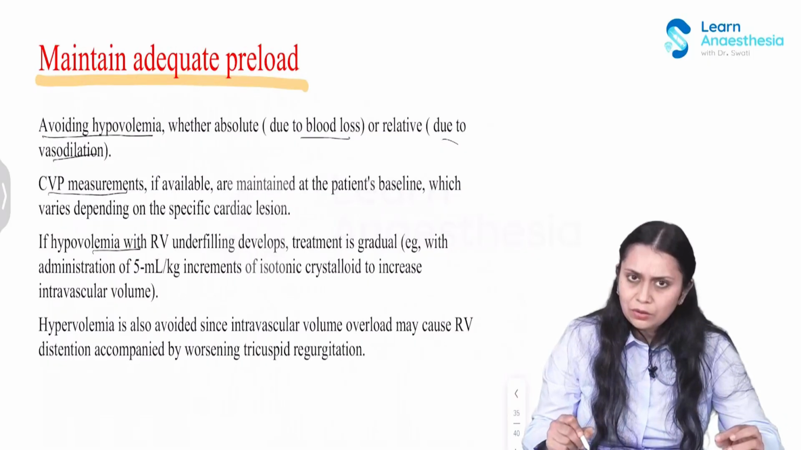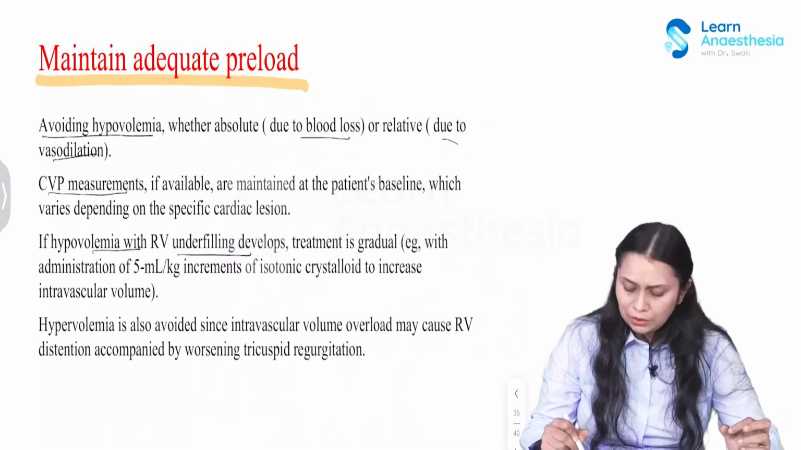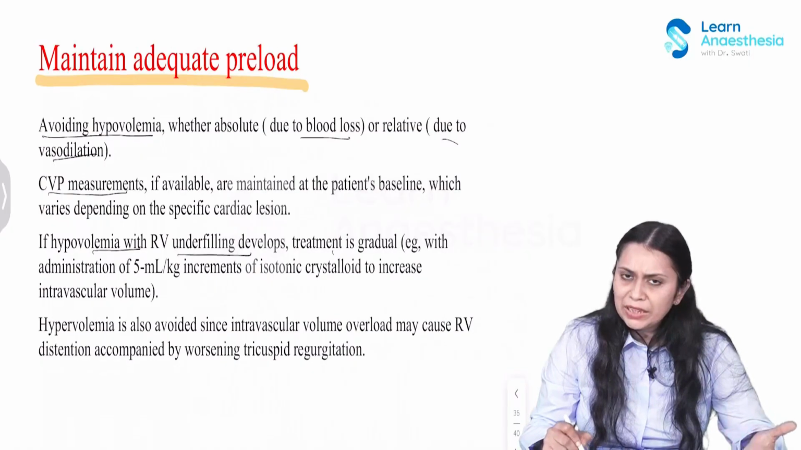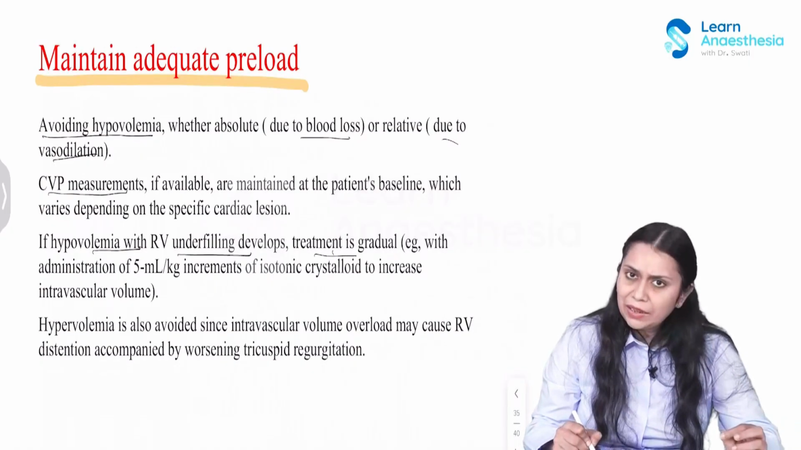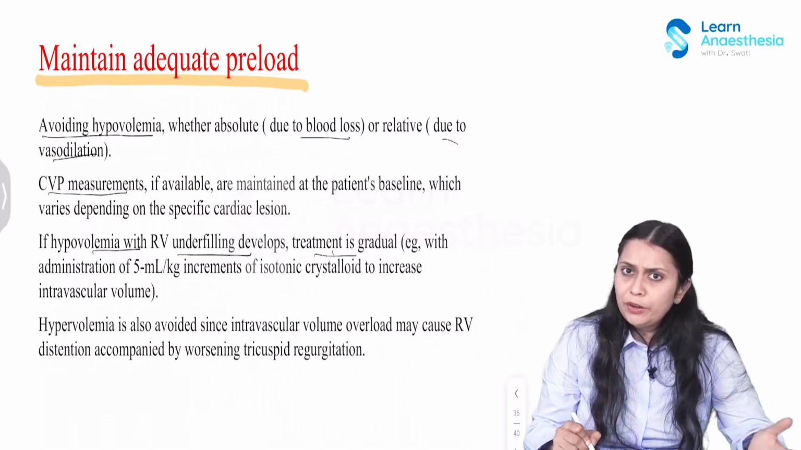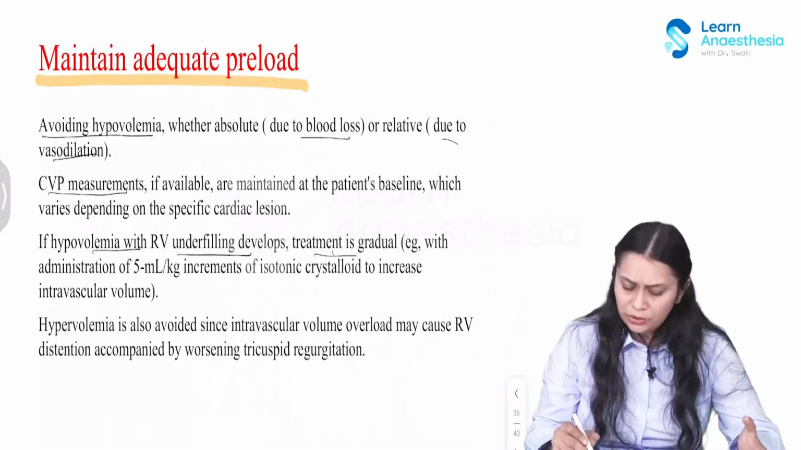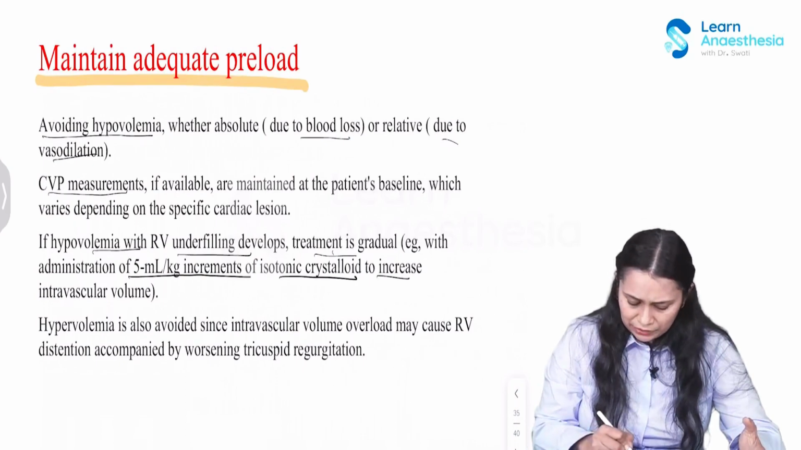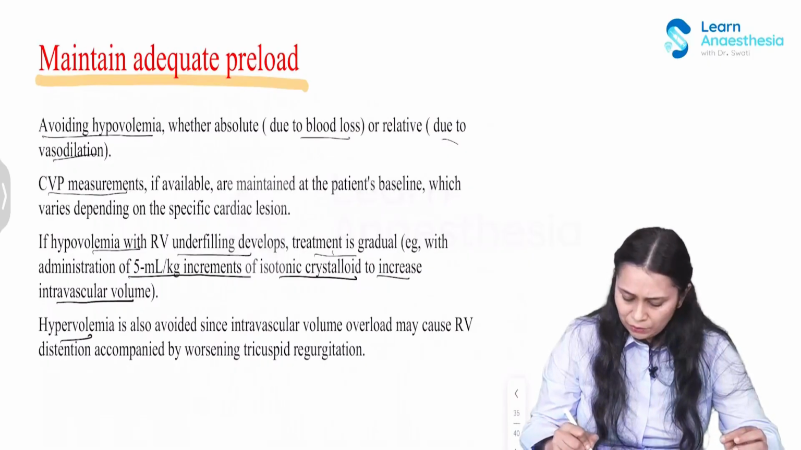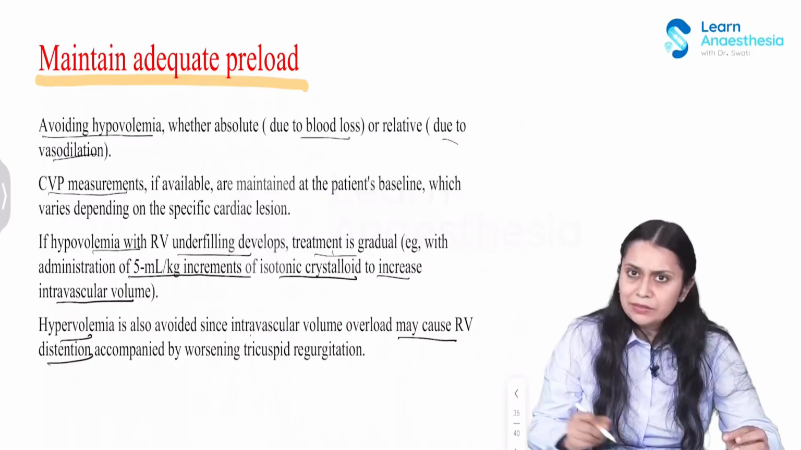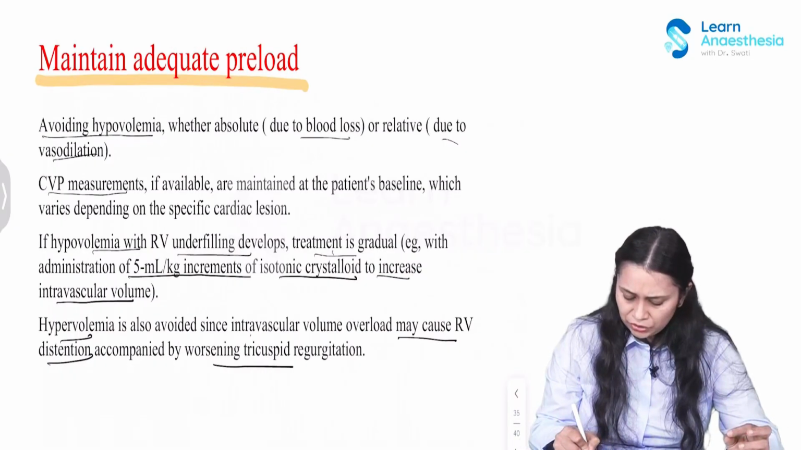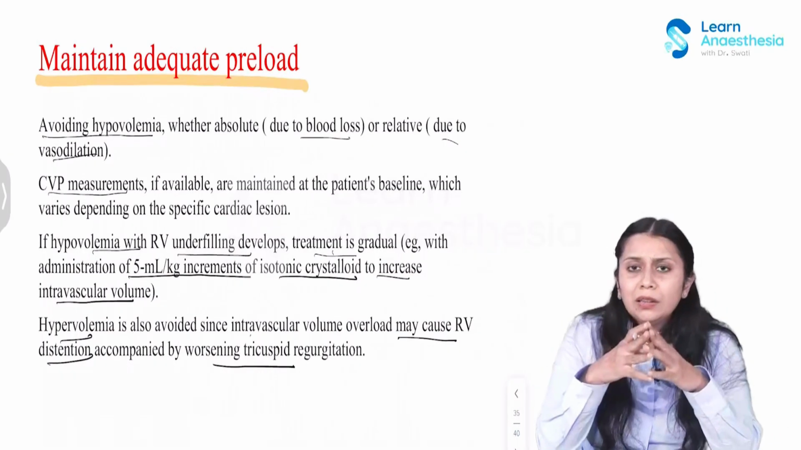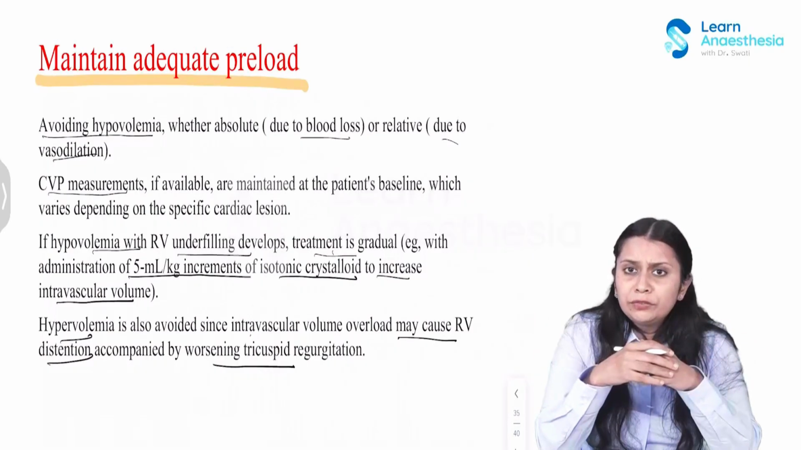If there is hypovolemia with right ventricular underfilling, we can give fluids gradually, in incremental doses. If you give fluid very fast, there is a risk of pulmonary congestion developing. So give a 5 ml per kg increment of isotonic crystalloid to increase the intravascular volume, right? Hypervolemia is also avoided because overload can cause right ventricular distension, pulmonary congestion, and it can worsen any regurgitation if the patient is having tricuspid regurgitation, etc.